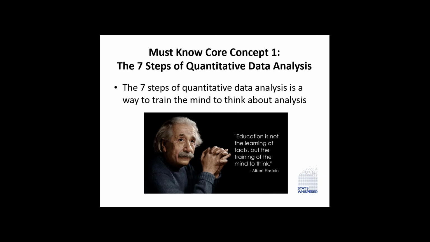Now, Albert Einstein said education is not the learning of facts, but the training of the mind to think, right? And that's what these 7 steps are. It's not just facts, right? It's a way to think about quantitative data analysis, a way to train the mind on how to do it. You do this first, you do this second, you do this third, right? So where do you start? Where do you go? Where do you stop, right? So it's a way of training the mind of how to do it.